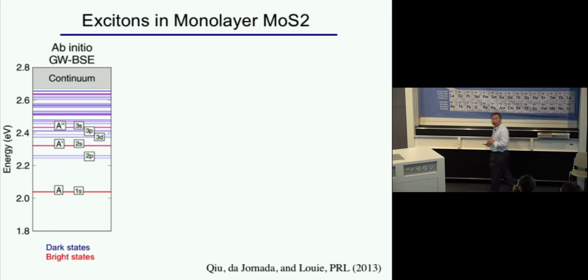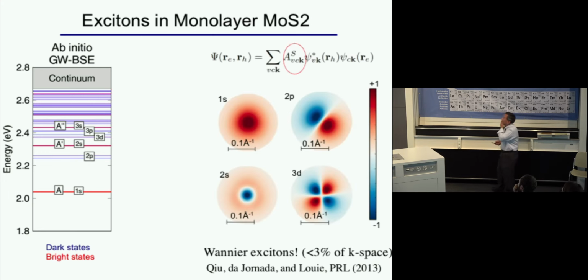Now let's look at some of the details regarding the excitonic states. They actually are very different from what you expect from a typical semiconductor. Here is our calculated result for the lowest energy exciton for the A transition, and then you have a lot of excited state ones. And some of them are optically bright, other ones are optically dark due to symmetry.